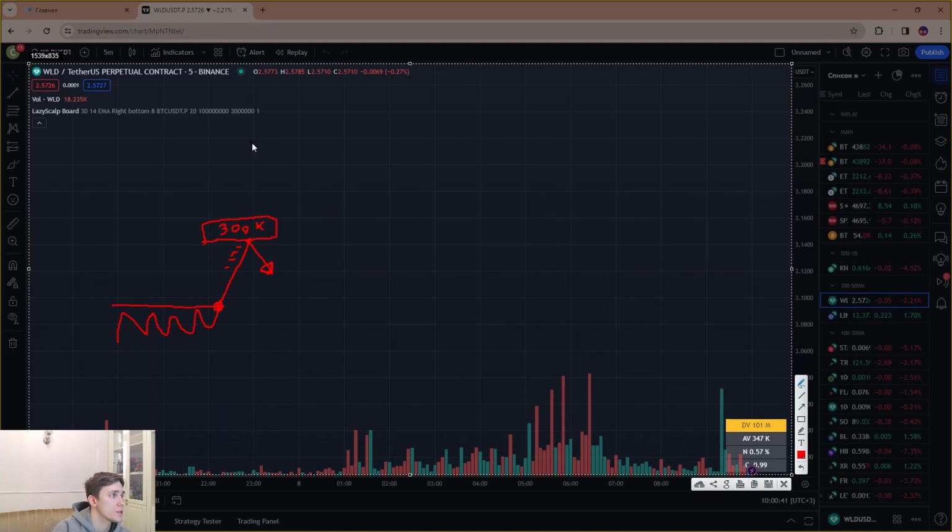Or the opposite situation, when we have a consolidation before the short breakout. Here we have a really good limit order in the order book of $300,000, and the pullback is very sharp from this limit order with a short stop loss. And in this case, it's placed here.